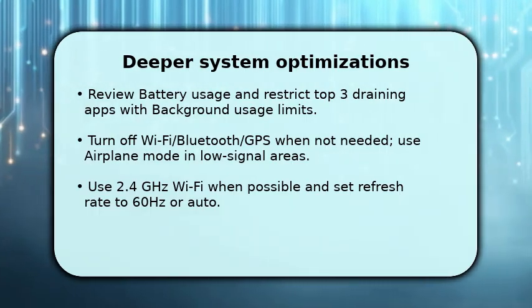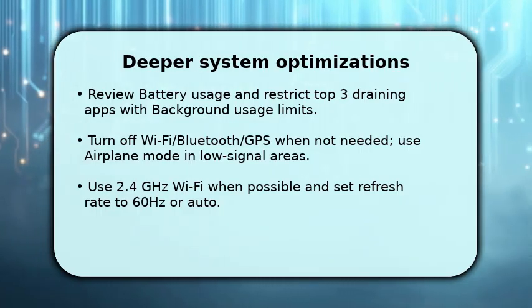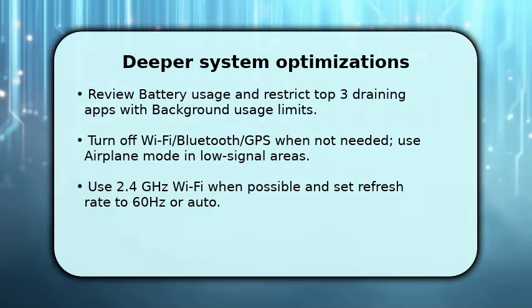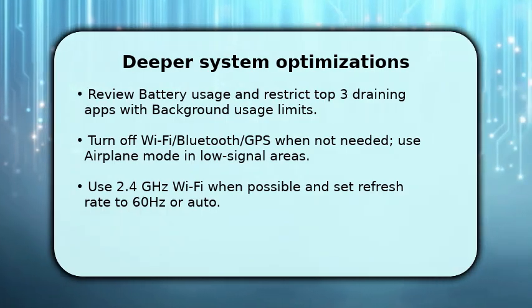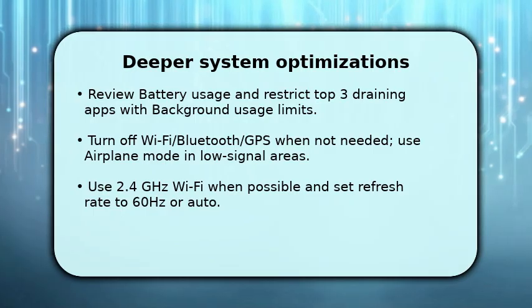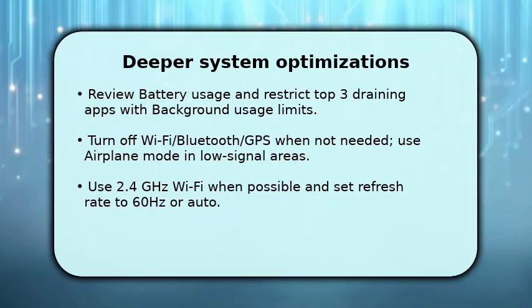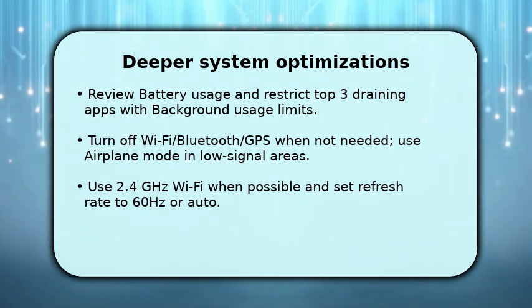Next, toggle off Wi-Fi, Bluetooth, and GPS when you're not using them, and switch to airplane mode if cellular signal is poor, because searching for towers kills batteries fast. Change display refresh rate to 60 Hz or adaptive, and prefer 4 GHz Wi-Fi to reduce radio power. Finally, limit sync frequency for email and social apps to save steady background pulls.